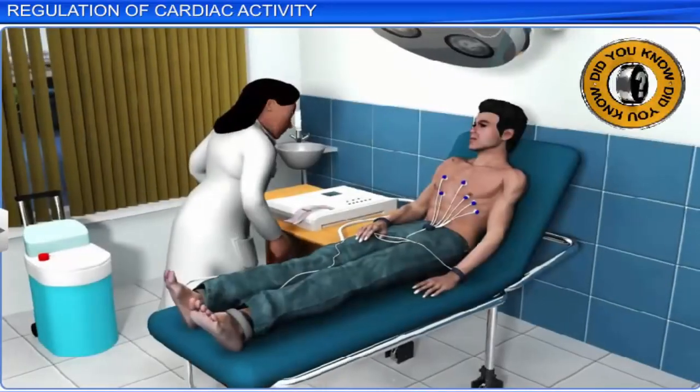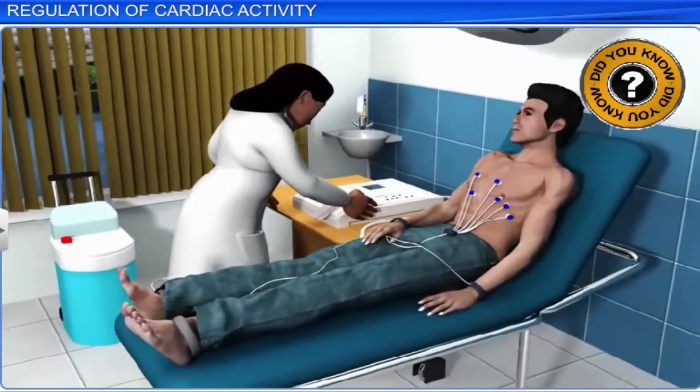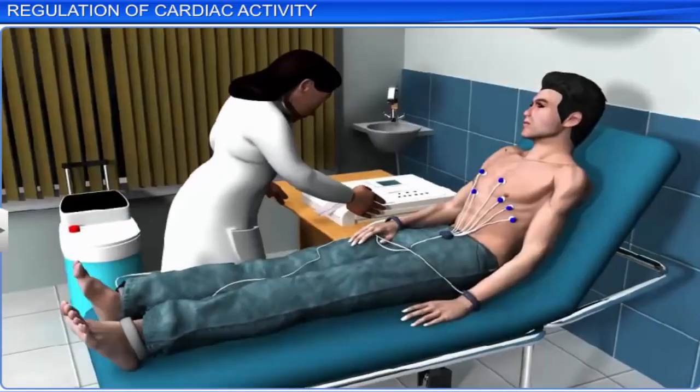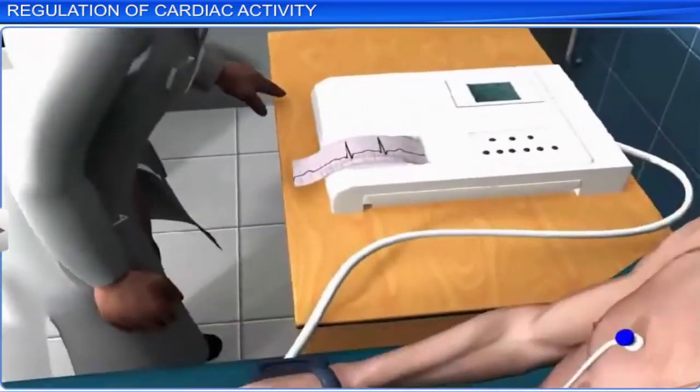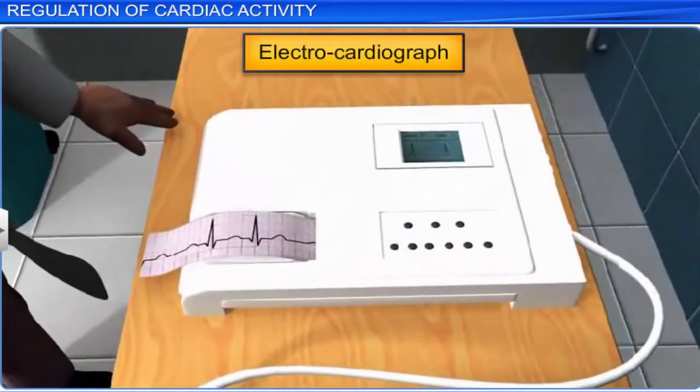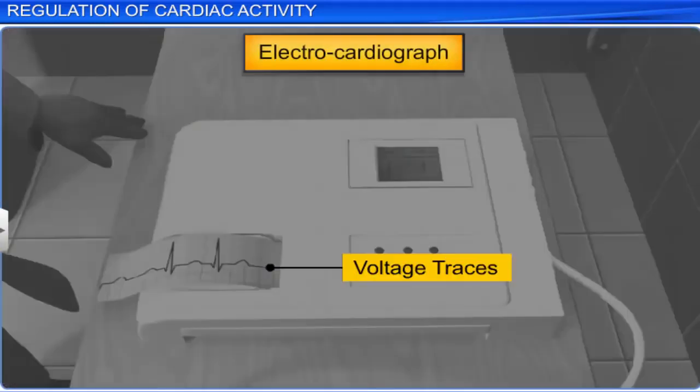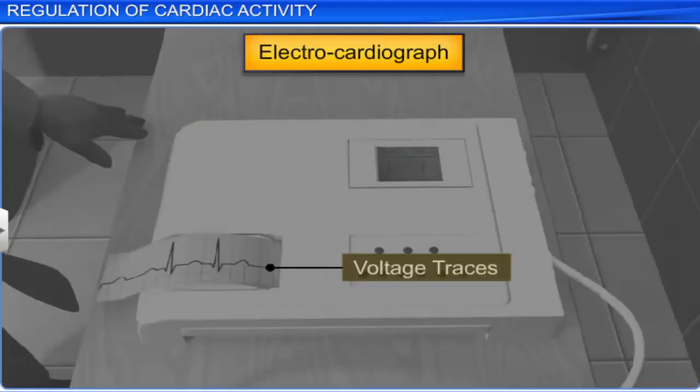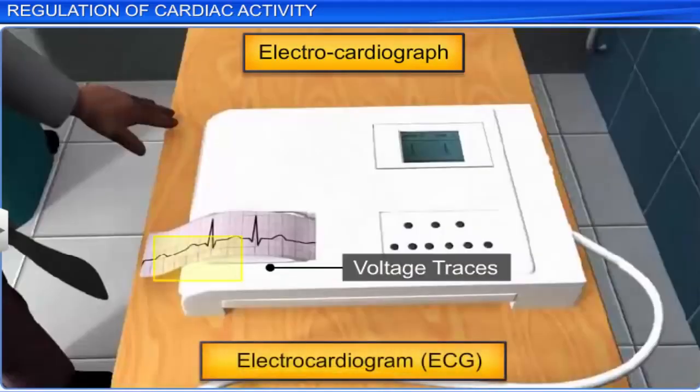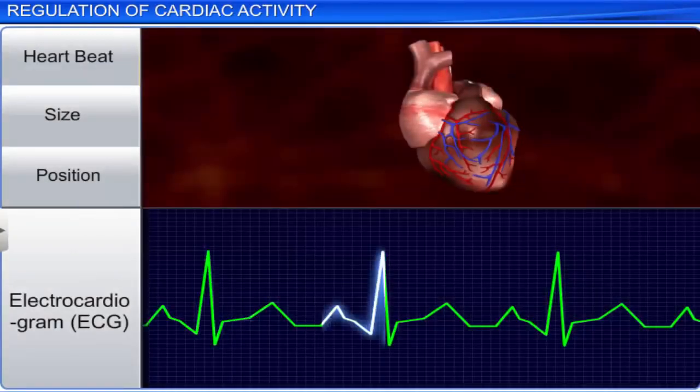Did you know that cardiac activity can be measured using an instrument? The instrument used is called an electrocardiograph, which records the electrical activity of the heart as voltage traces. This recording is called an electrocardiogram or ECG. It provides information on the rate of heartbeat and the size and position of the chambers of the heart.